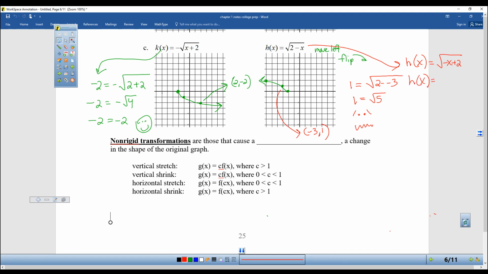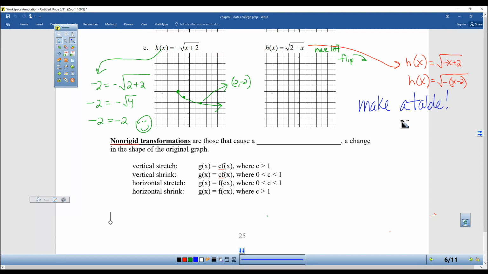In order for it to flip, it actually affects the entire thing. So it must have originally been this. And if you're thinking, I never would have thought of that, this just got too hard all of a sudden. It didn't get too hard. I don't expect you to think of that. I expect you, when you get a problem that you can't do, to make a table. Whenever you get stuck, make a table, because you're not going to think of that negative there.